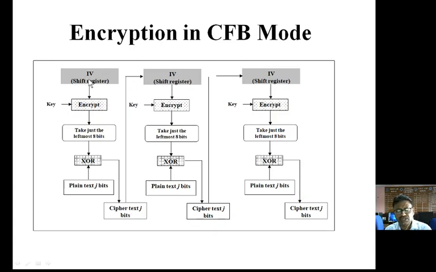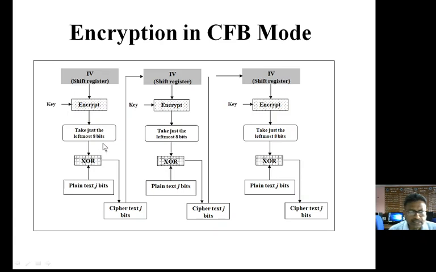So this initialization vector value and the previous initialization vector value will be different. And now this is encrypted with the help of the key. We take the leftmost bits, and they are XORed with the second plain text to get the second ciphertext, and so on. So this is how the encryption in the CFB mode happens.